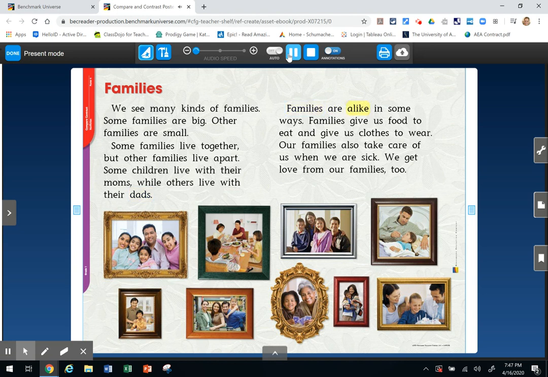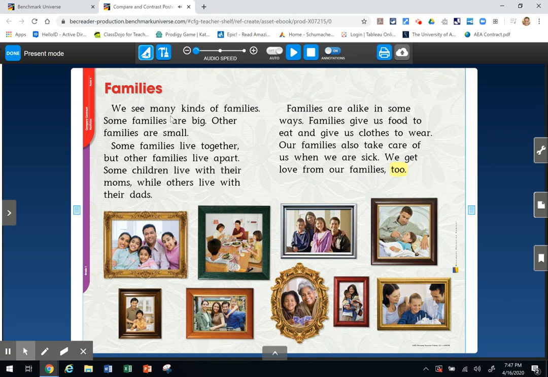Families are alike in some ways. Families give us food to eat and give us clothes to wear. Our families also take care of us when we are sick. We get love from our families too.